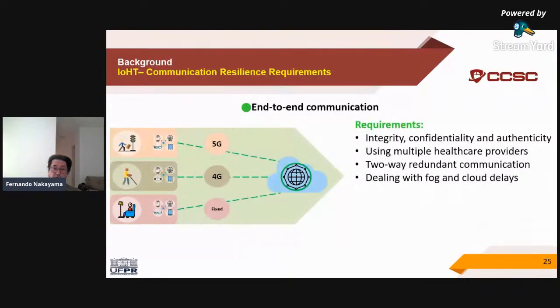For the end-to-end communication services, it is required end-to-end security, employing multiple healthcare providers to increase the reliability, employing two-way redundant communication because the device must send data to the internet, but they also, in specific situations, must receive data from the internet, such as commands, configurations, or firmware upgrades. And we must deal with the already existing cloud and fog delays.